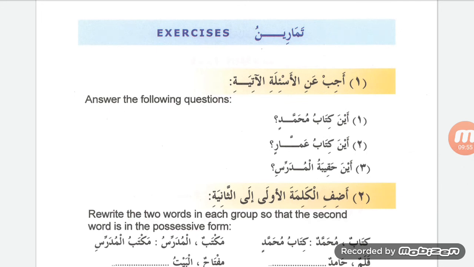Tamarin, ajib anil as'ilatil atiyah. Answer the following questions. You can have a look at this yourselves. Aina kitabu Muhammadin, where is the book of Muhammad? So the pronoun you will use for the book is huwa, because kitab is mudhakkar, masculine, so the pronoun will also be mudhakkar, masculine, huwa.